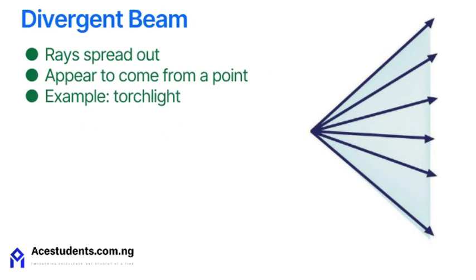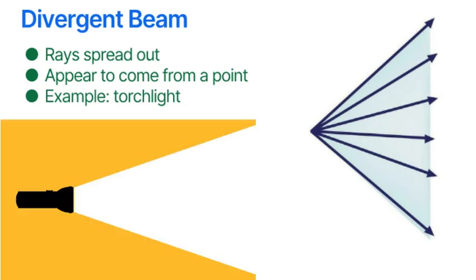Lastly, let's discuss about divergent beam. In a divergent beam, the light rays spread outward. They appear to come from a single point, like from a torchlight.